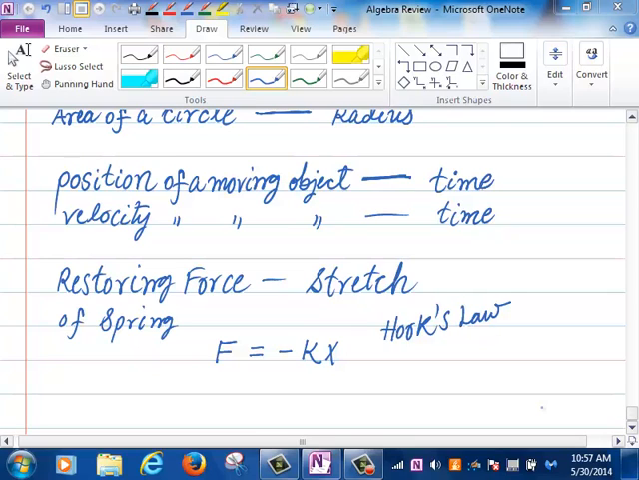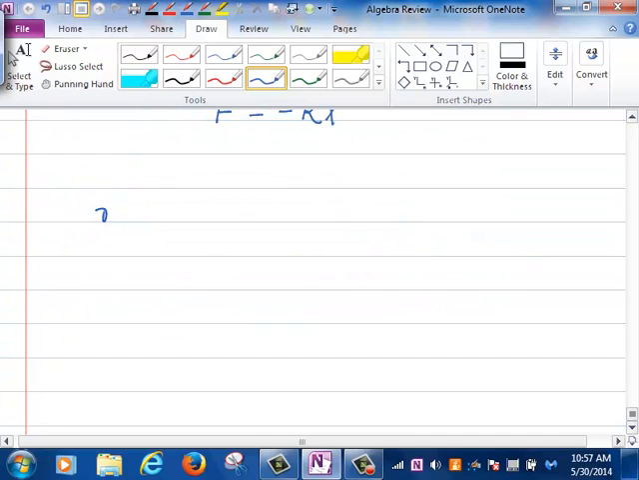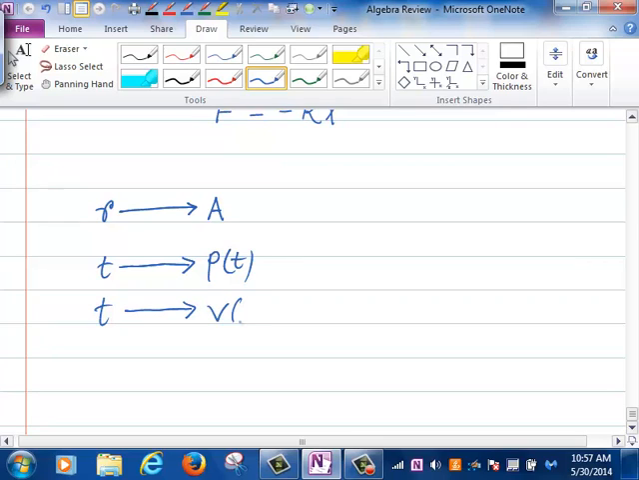You usually want to know what's the position at time t, what's the velocity at time t, what's the speed at time t, and so on, right? So notice that if you have a circle of some certain radius r, then for each radius, there is a corresponding value of the area, right? And for any given time, there is a corresponding value of the position function. And for each value of time, there is a corresponding value of the velocity, right? And for each value of the stretch, x, there is a corresponding value of the restoring force, f, right?